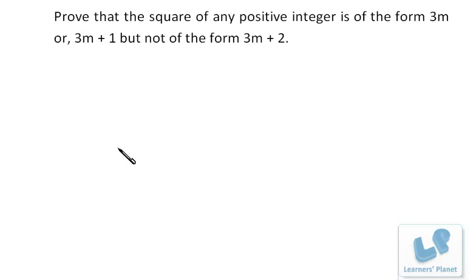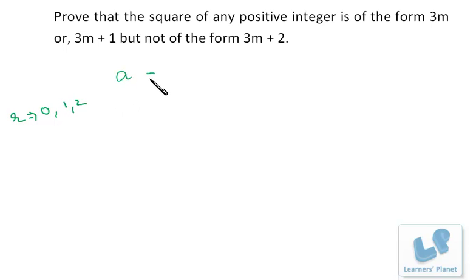Now friends, let's take this problem. Prove that the square of any positive integer is of the form 3m or 3m plus 1, but not of the form 3m plus 2, right? First of all, suppose I assume an integer to be a, right? Now if a is divided by 3, the remainder will be either 0 or 1 or 2, right? Remainder will be 0, 1 or 2, right?